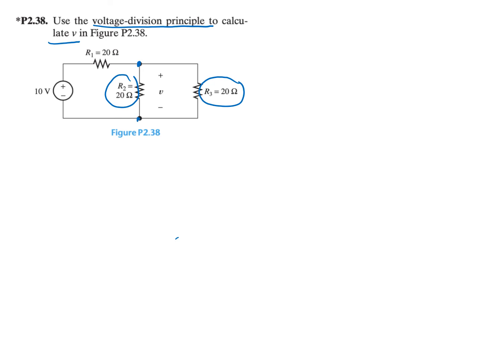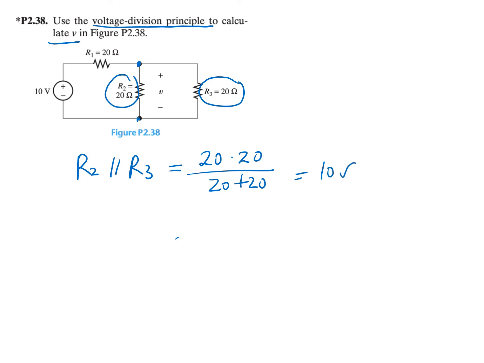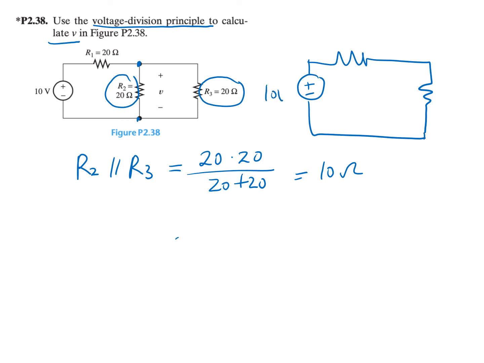Now, let's combine R2 and R3. That is 20 times 20 over 20 plus 20 ohm. And this is going to be 10 ohm. So we can redraw the circuit diagram like this. This is 10 volt. R1 is equal to 20 ohms. And the R equivalent is going to be equal to 10 ohms. And this is still voltage V.